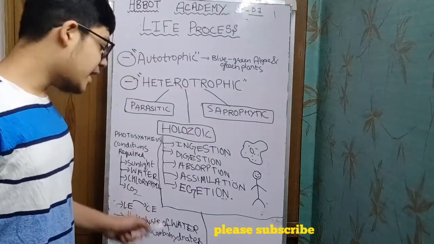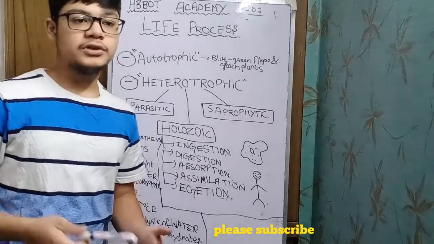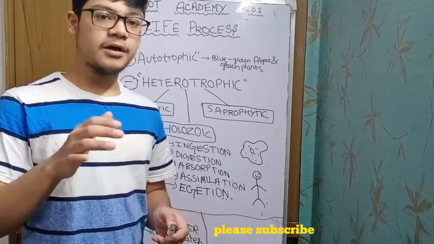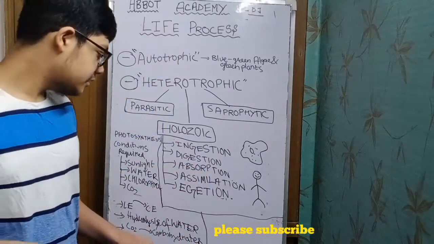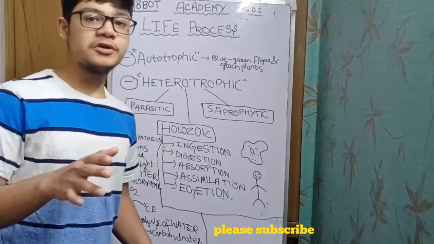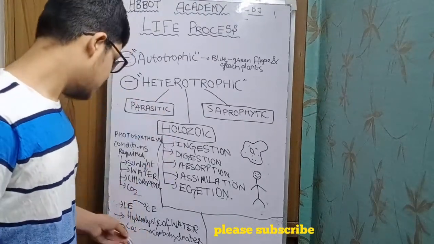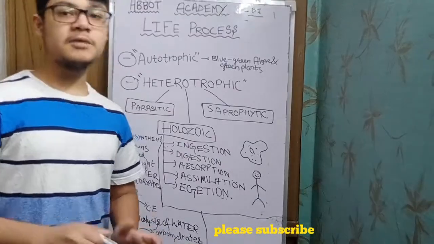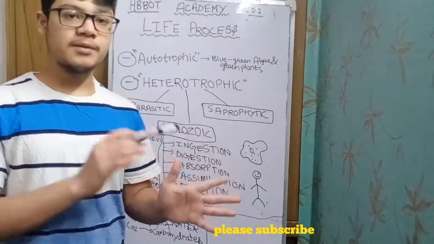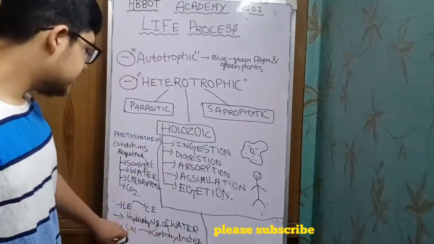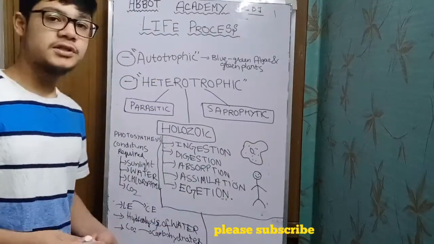Then it includes hydrolysis of water. So the water that is in the form of H2O undergoes hydrolysis, that is splitting of water molecules into H2 and O2. Simple. Then conversion of CO2 into carbohydrates. The third step includes the conversion of CO2, that is carbon dioxide gas, into carbohydrates, or you can say starch. So these three steps are involved in the photosynthesis process.